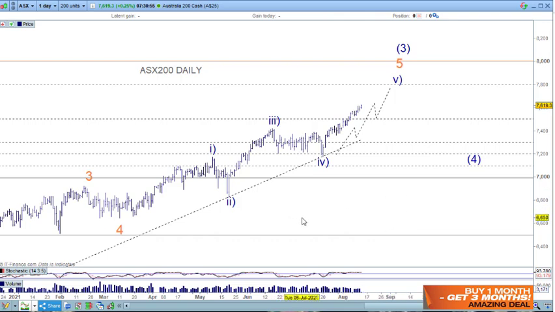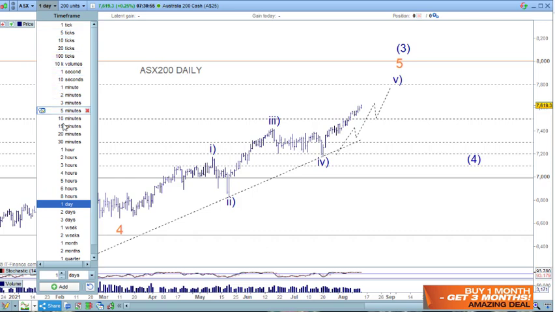So that's sort of where we are really, and the banks are leading us to the upside. Well, they didn't do that yesterday actually, but let's go in and look at the ASX on the intraday and also compare the banks as well.